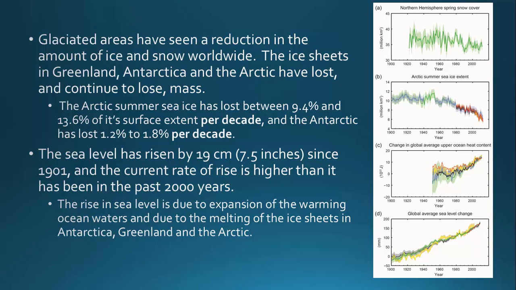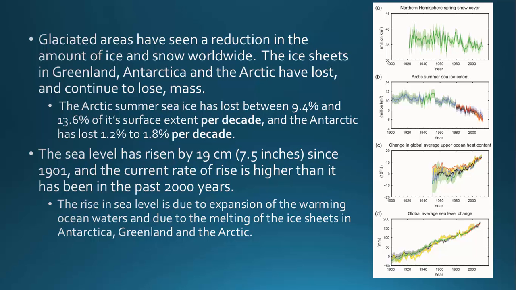We're also seeing that the Arctic summer sea ice, so that's the ice that's covering the top of our globe, the northern pole of our globe, has lost between 9.4% and 13.6% of its surface extent each decade in the last few decades, whereas the Antarctic is losing about 1.2% to 1.8% per decade. And again, those amounts are increasing over time, so the rate of loss is increasing.